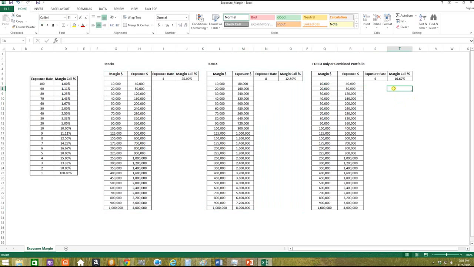So it can be applied to anything. It can be applied to a Forex only or a combined portfolio of, say, Forex, stocks, and commodities. So you can apply this across all asset classes. The key is to look at this number here, the margin call number, and look at the volatility of the asset class that you're trading and work out the sensible exposure rates and to have an actionable trading plan.